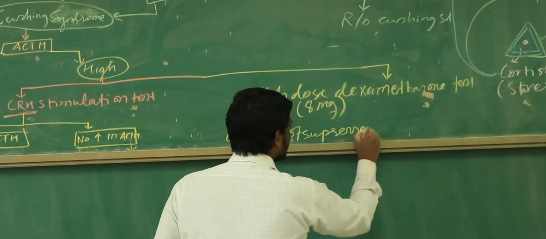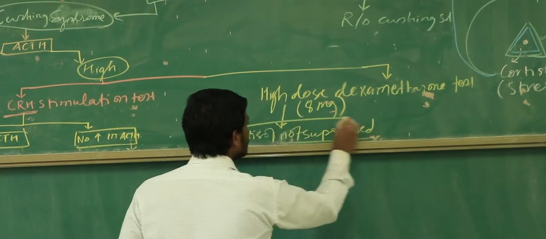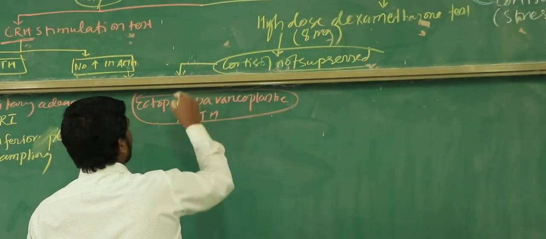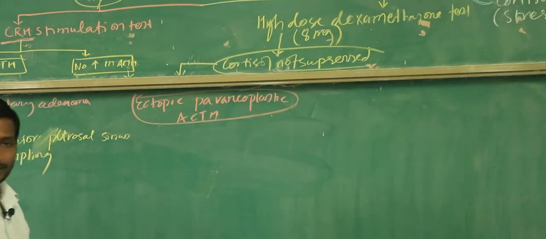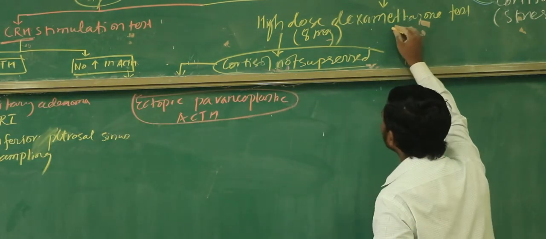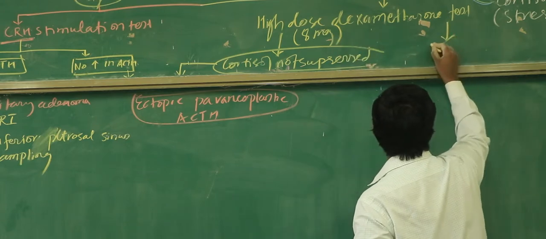Cortisol did not get suppressed. If the cortisol did not get suppressed, your diagnosis is very simple. It means the patient is having which disease? Ectopic paraneoplastic ACTH. But suppose it got suppressed, cortisol got suppressed.